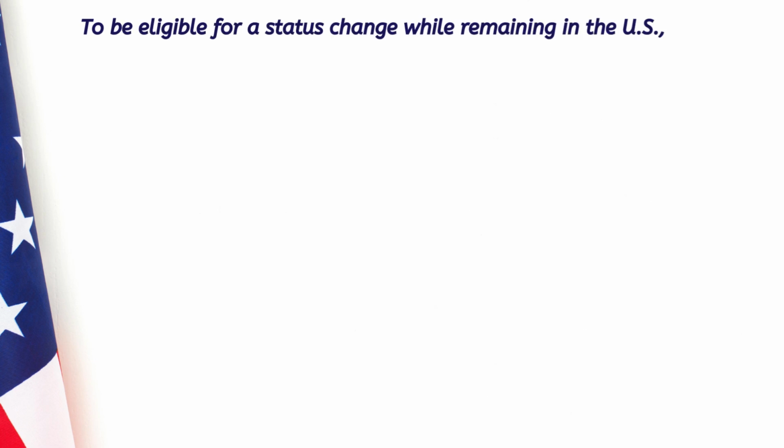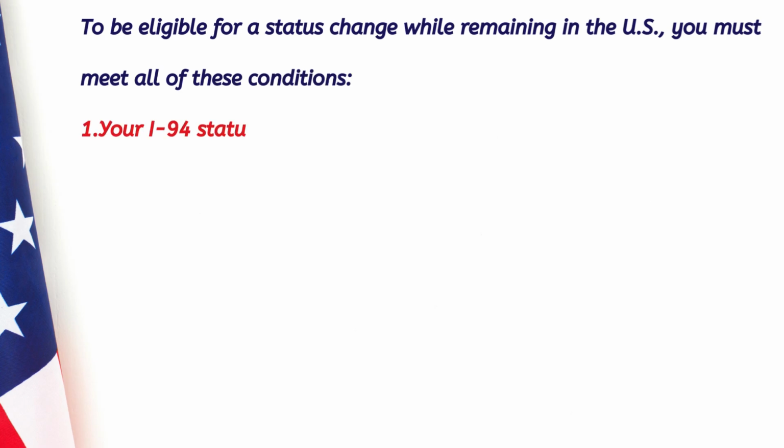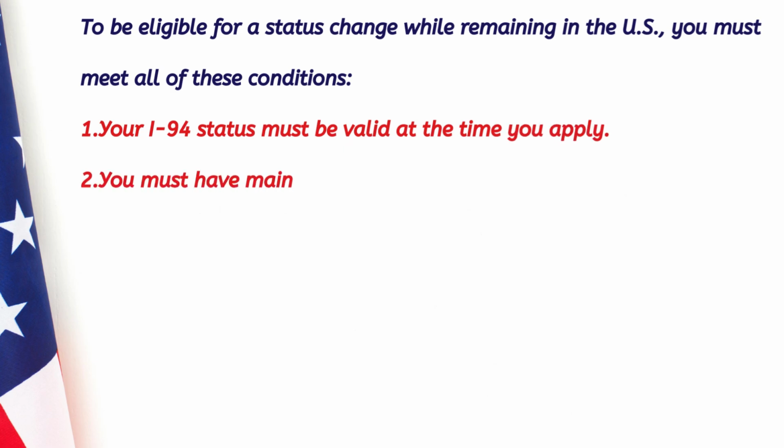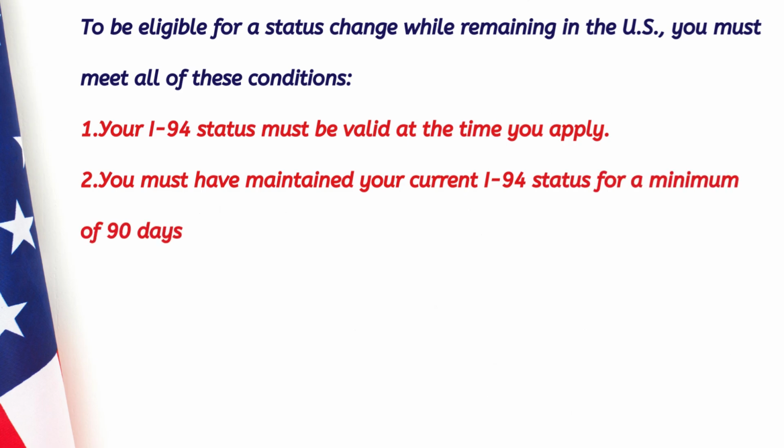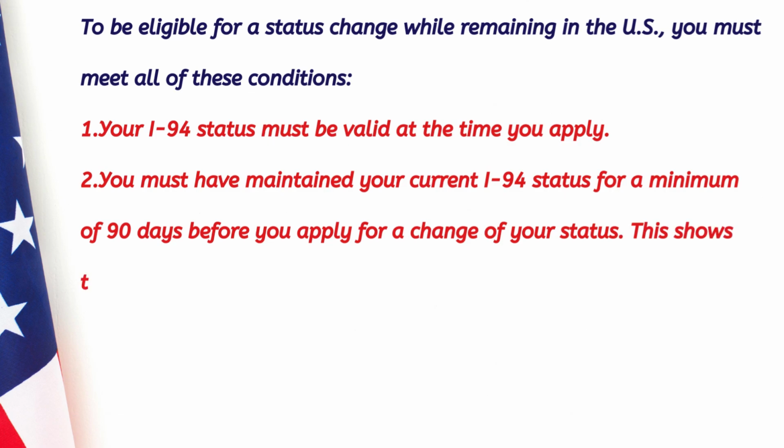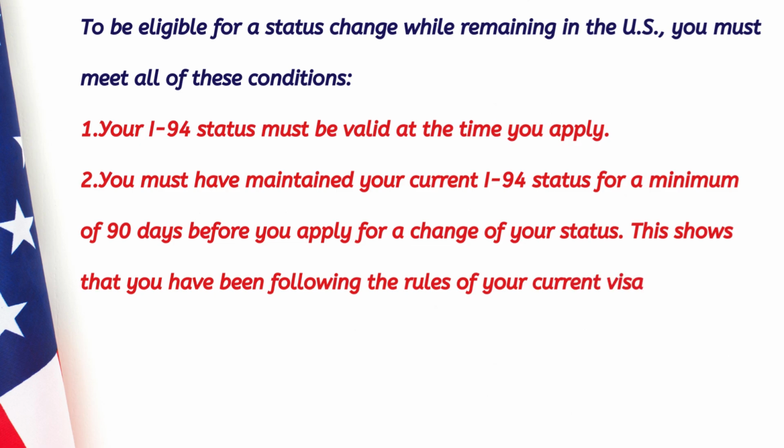In order to be eligible for a status change while staying in the United States, you must meet all of these conditions. Number one, your I-94 status must be valid at the time you are applying for change. Number two, you must have maintained your current I-94 status for a minimum of 90 days before you apply for a change of your status. This shows that you've been following the rules of your current visa for a sufficient period of time.